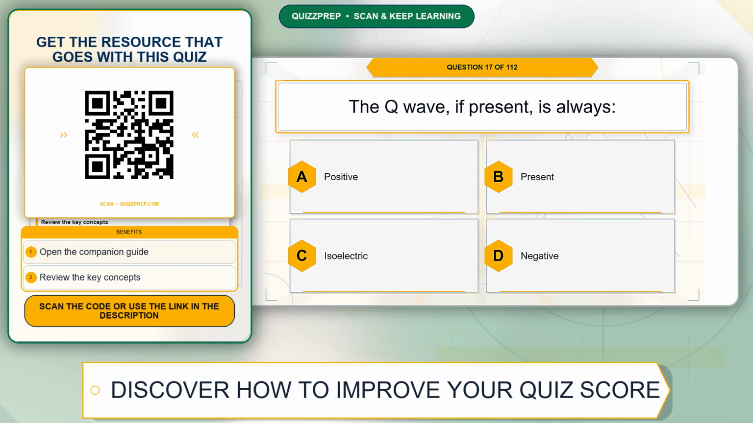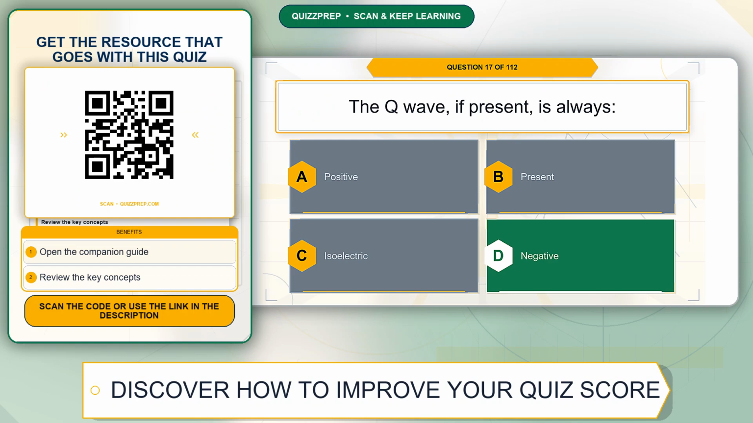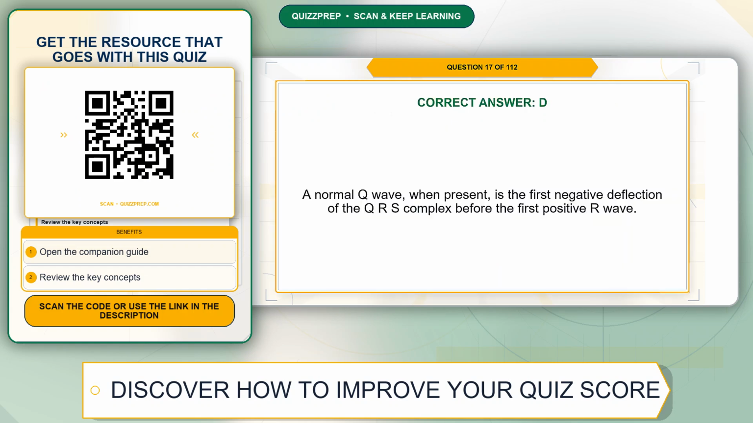Question 17. The Q wave, if present, is always option A, positive, option B, present, option C, isoelectric, option D, negative. The correct answer is option D, negative. Explanation. A normal Q wave, when present, is the first negative deflection of the QRS complex before the first positive R wave.